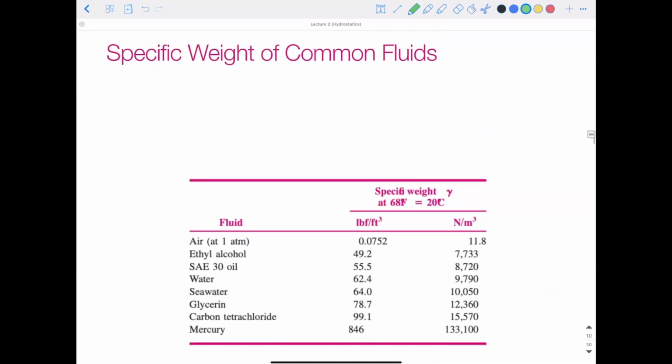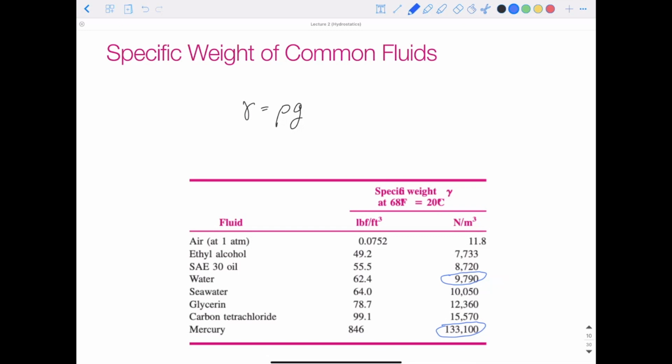So specific weight is, like we said, our density times acceleration due to gravity. And if we're using SI units, that's usually given in units of newtons per meter cubed. And then this is just some common specific weights for some materials. So water is pretty common, it's 9,790 newtons per meter cubed. And we can see mercury is significantly higher.